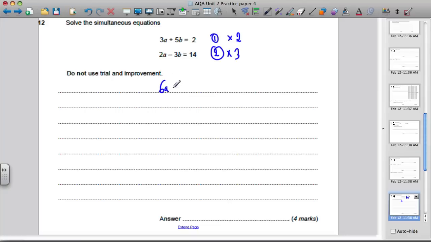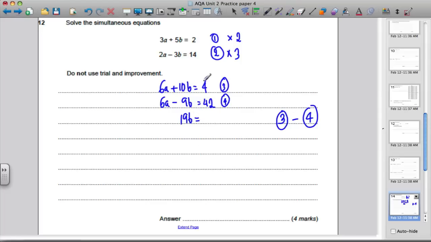The first equation becomes 6a plus 10b is equal to 4, and I'm going to call that equation 3. And the next one, I'd get 6a subtract 9b is equal to 14 times 3, which is equal to 42. And I'm going to call that equation 4. Now, I've got equation 3 and 4. I'm going to subtract them so that I remove the a's from the equation. So I'm going to do equation 3 subtract equation 4. 6a subtract 6a is nothing. 10b subtract minus 9b is 10b plus 9b, which is 19b. And 4 subtract 42, 4 take away 42 is actually minus 38.